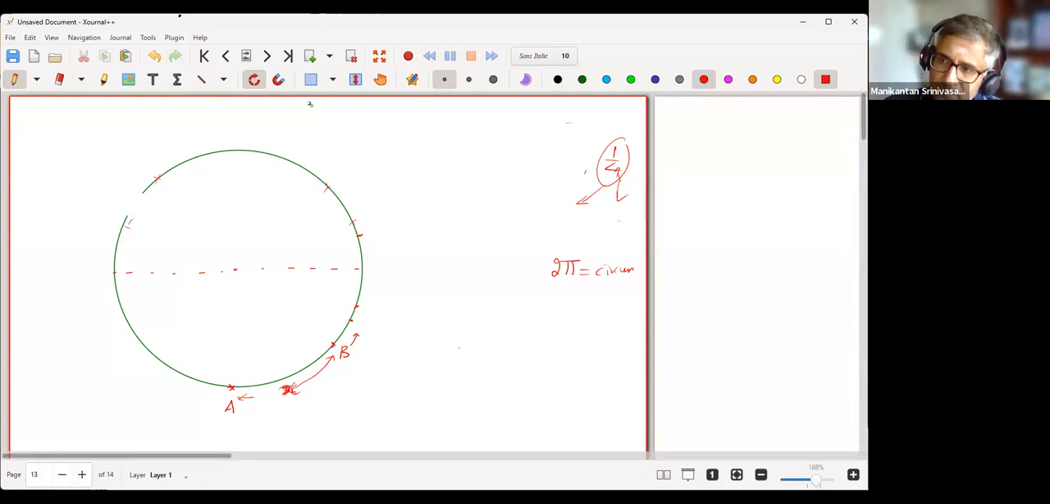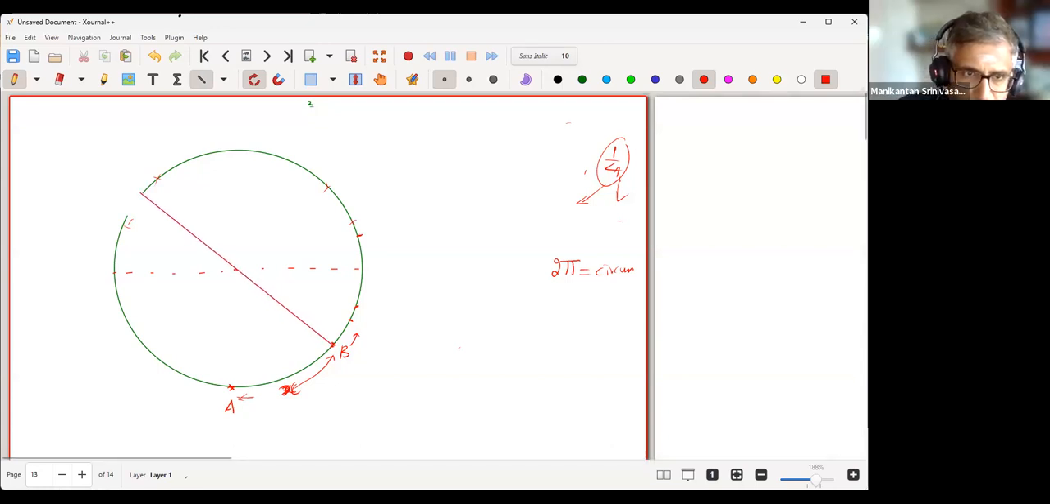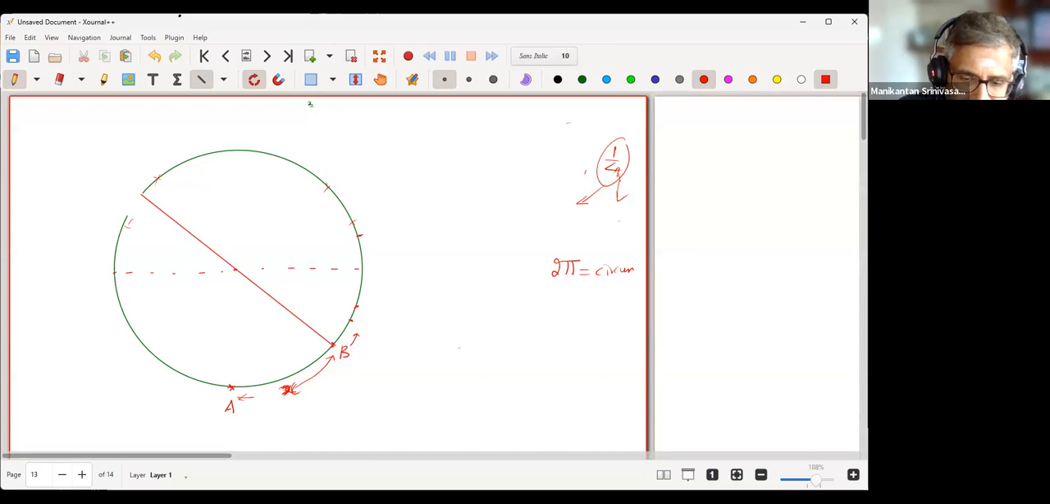Okay, carry on. So if AB is x, that means the minor arc length AC has to lie between 2 pi and 2 pi minus x. Exactly. If 2 pi minus x is the arc length, CB will just barely be a diameter. If it's greater than 2 pi minus x, it will enclose the center. If it is less, it won't enclose the center. Okay, so let me draw the diagonal opposite point. So this is my C.